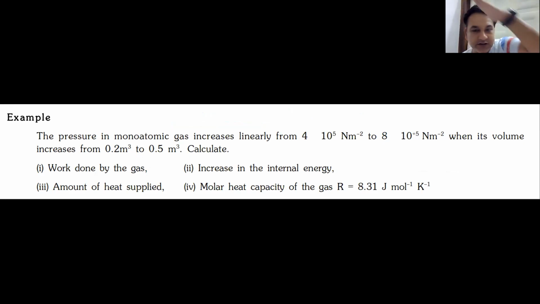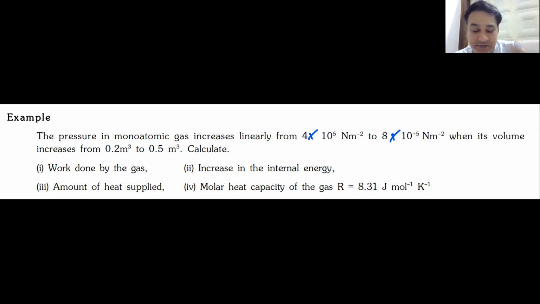Understand the meaning of linearly? At a constant rate from 4 into 10 raised to power 5 Newton per meter square to 8. This multiplied sign I think is missing. When its volume increases from 0.2 meter cube to 0.5 meter cube, calculate the work done, increase in internal energy, amount of heat supplied, and molar heat capacity of the gas for this process.